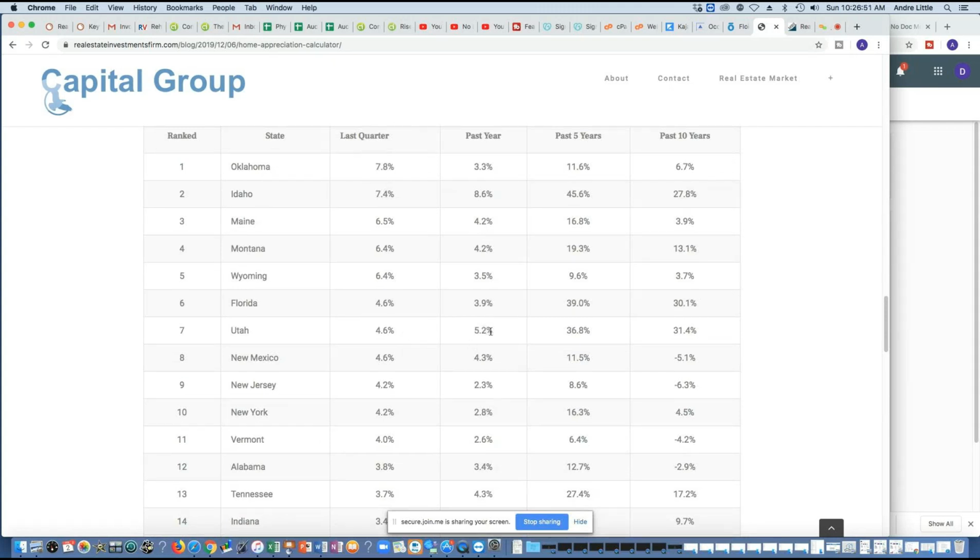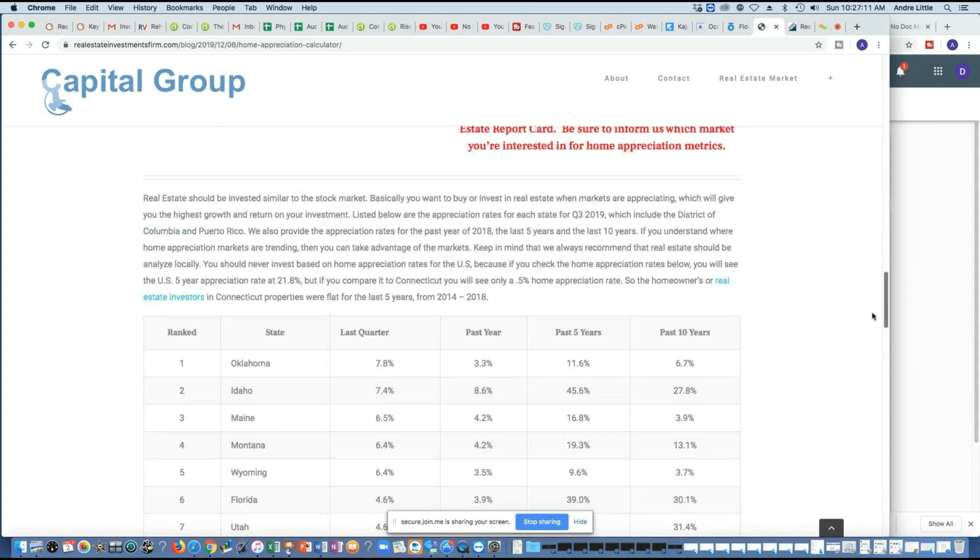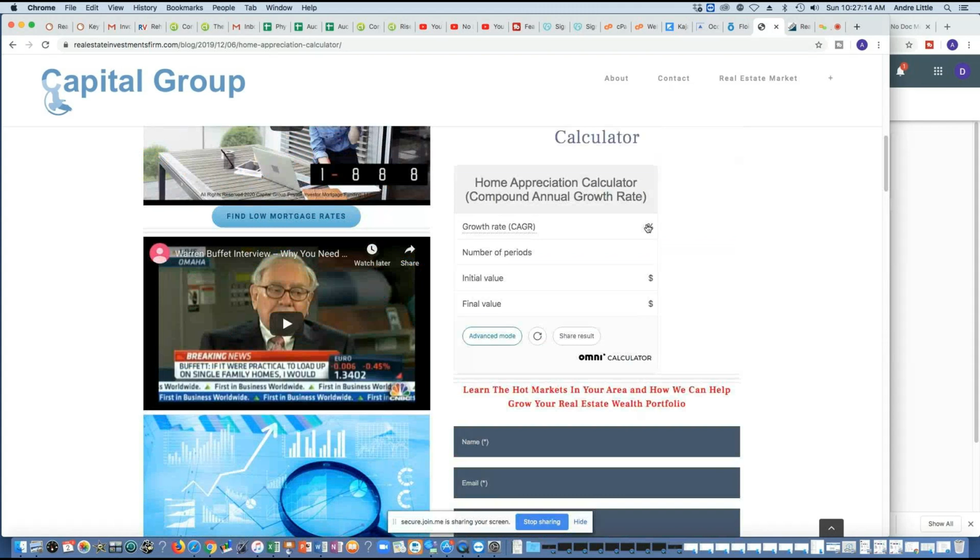Showing here past year, 5.2%. Last 5 years, 39%. Last 10 years, 30.1%. Last 10 years is less than last 5 years because we were coming out of the recession. So I'm going to use 1 year, 3.9% for the state of Florida. 3.9%. Let's go back up to the calculator here.